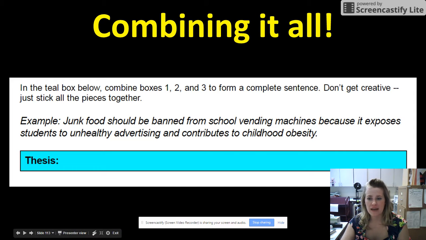That's from my pink box, because that's from my green box. It exposes students to unhealthy advertising. That's from my yellow box, and contributes to childhood obesity. And that's from my blue box. I'm literally copying and pasting them all into this teal box. If you've accomplished that, you are done for today, and you are in good shape to move on.